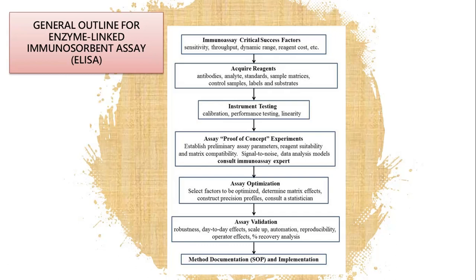Number 5, assay optimization. Select factors to be optimized, determine matrix effects, construct precision profiles, consult a statistician. Number 6, assay validation. Robustness, day-to-day effects, scale-up, automation, reproducibility, operator effects, percent recovery analysis. And lastly, method documentation, SOP, and implementation.